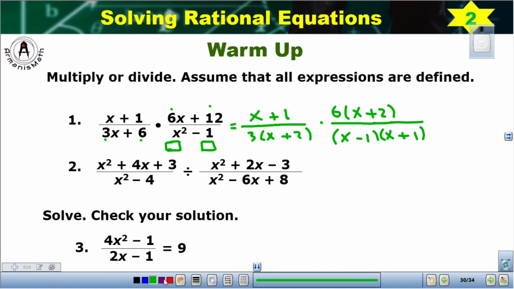So let's see, what can I simplify? I've got x plus 1, x plus 1 is going to go away. X plus 2 is going to go away. And the 6 and the 3, this goes into itself one time, this goes into 6 twice, which will leave me with 2 divided by x minus 1. That's the answer for this. I see that, Jaron and Delaney. Good job. All right, moving on to number 2.